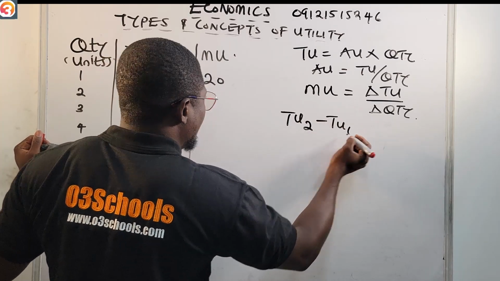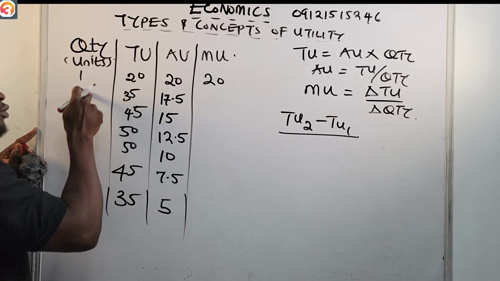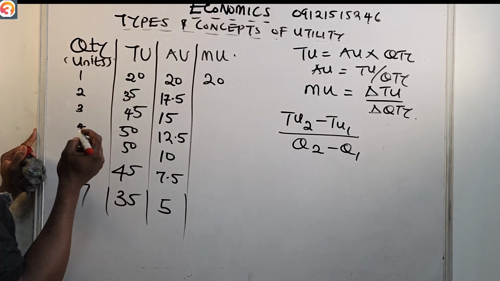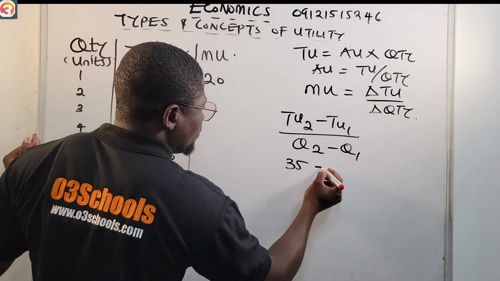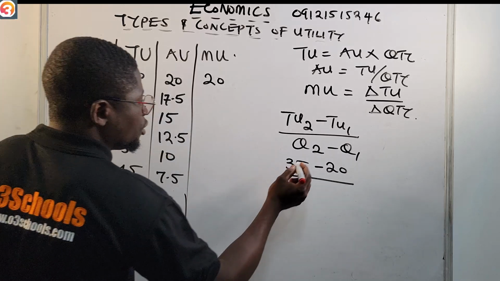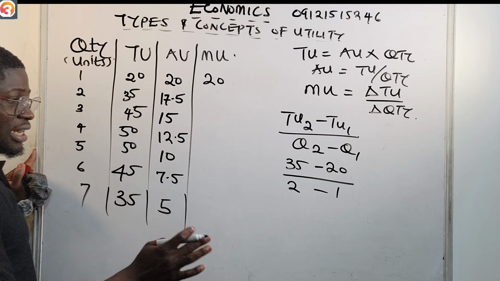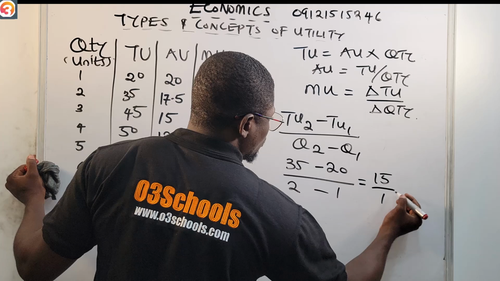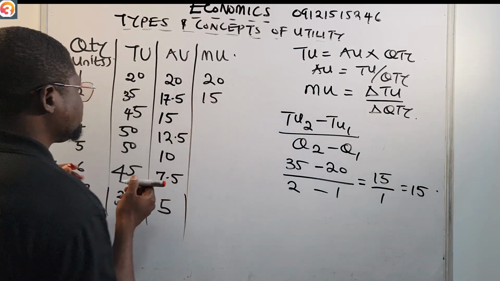TU2 minus TU1 over change in quantity, Q2 minus Q1. Are we together? So let us do that. What is our TU2? TU2 is 35. TU1 is 20, all over Q2, which is 2, minus Q1, which is 1. It's only this one I'm going to do like this; the other ones I'm not going to do like this again. So 35 minus 20 is 15. 2 minus 1 is 1. That means we're going to have 15 here. Are we together?